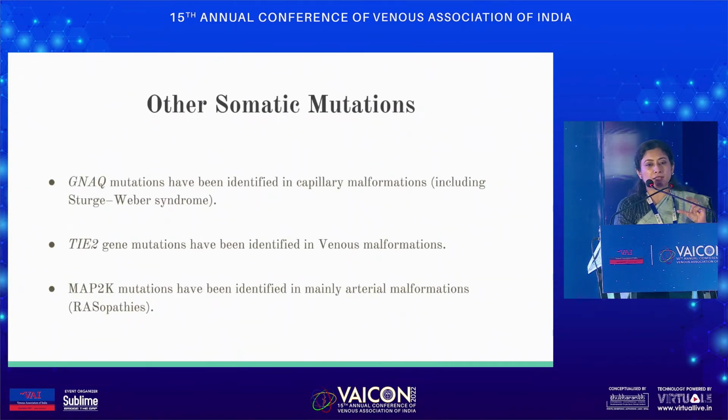Now, how do you diagnose this? For genetic mutations, you can take a blood DNA, but for somatic mutations, you will need a tissue biopsy. So there are GNAQ mutations, there are TIE2 gene mutations, and other MAP2K mutations which have been identified.